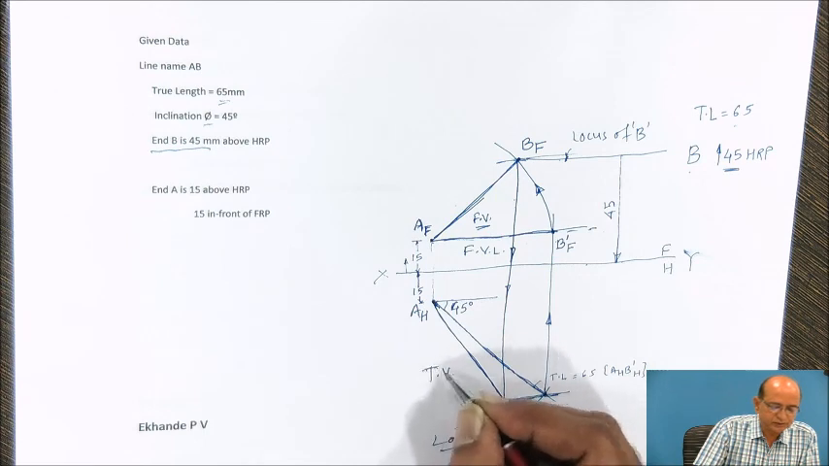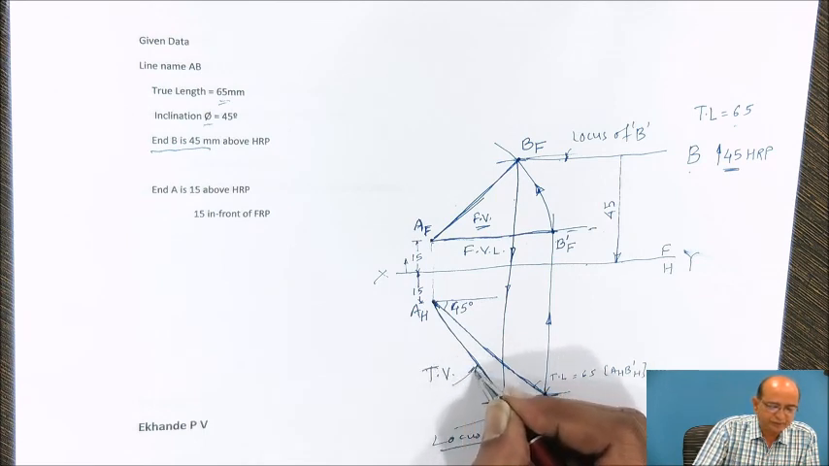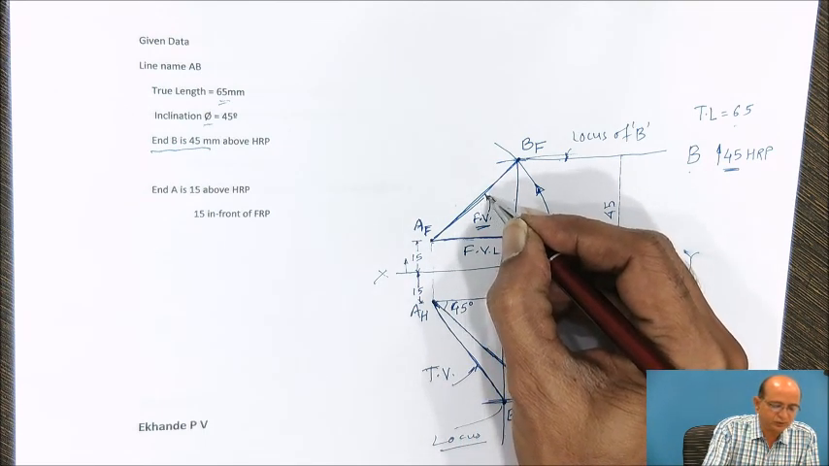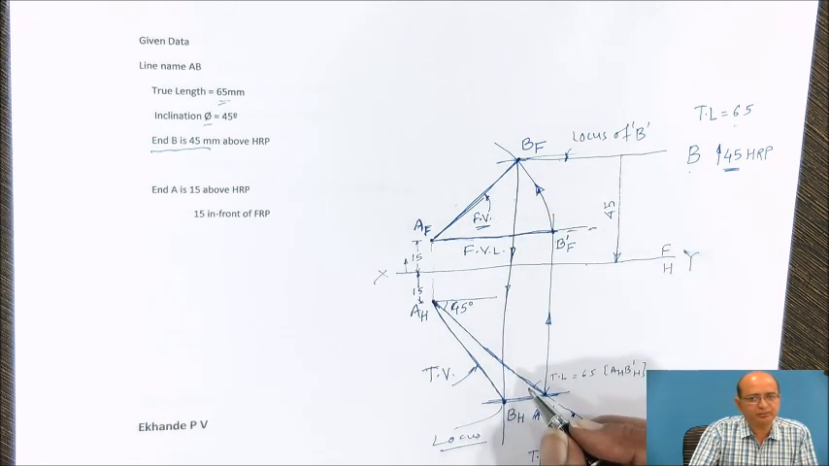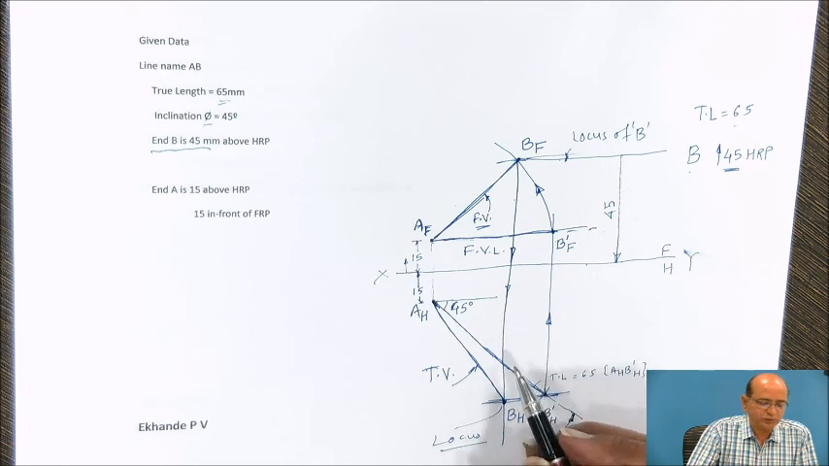So this is top view of the line, whereas the earlier view which is obtained is front view of the line. So this is regarding obtaining the projections of the line with the given data.